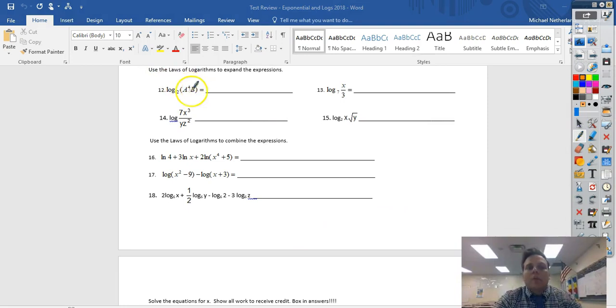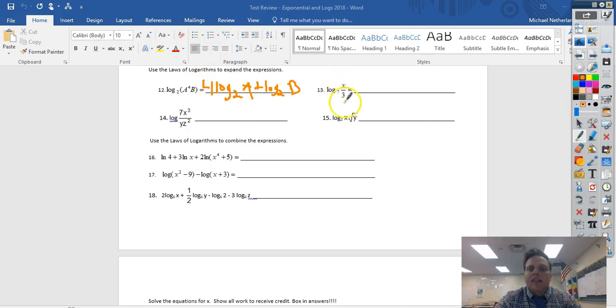Well, if you have two things multiplying inside a log, you can give them each their own log. Now they are adding. And exponents simply become coefficients. So it's going to become 4 log base 2 of a plus log base 2 of b. Remember the 4 power that was on a, it goes out front and multiplies to the log.